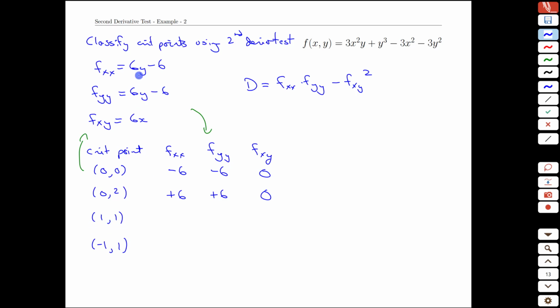Next critical point, we have 1 times 6 minus 6. That's going to be 0. Same thing for fyy, it's the same formula. Last but not least, we'll have 6 for the mixed partial.